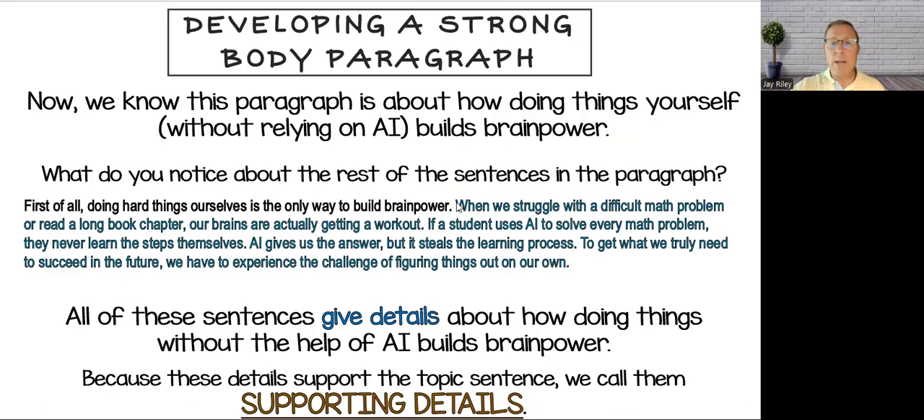Now, when we look at the rest of the paragraph that I've got highlighted in blue here, these all give details about that big idea. They all tell us how doing things without the help of AI builds brain power. Because those ideas, those details support that big idea, we call them supporting details.